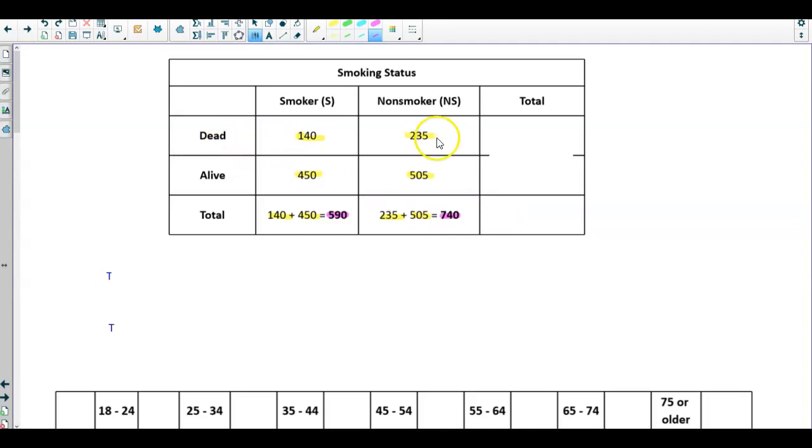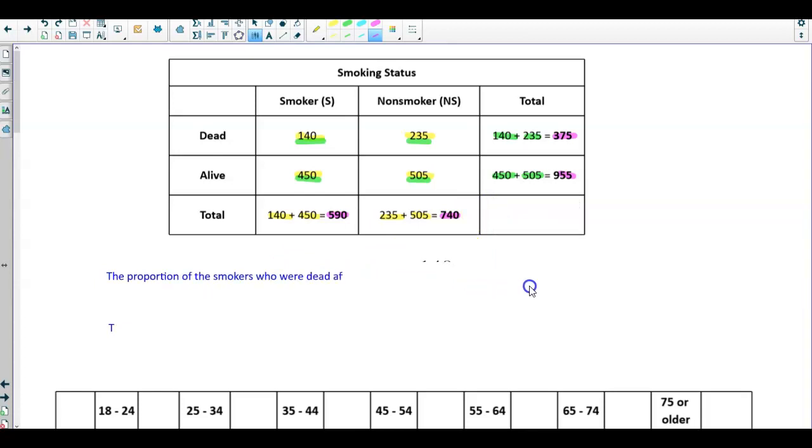Now we're going to add up the rows. When we add up the rows, we're going to take 140 and add 235, and that gives us a total of 375. Then we're going to take 450 and add 505 to give us a total of 955. So we need those totals to answer the following question.